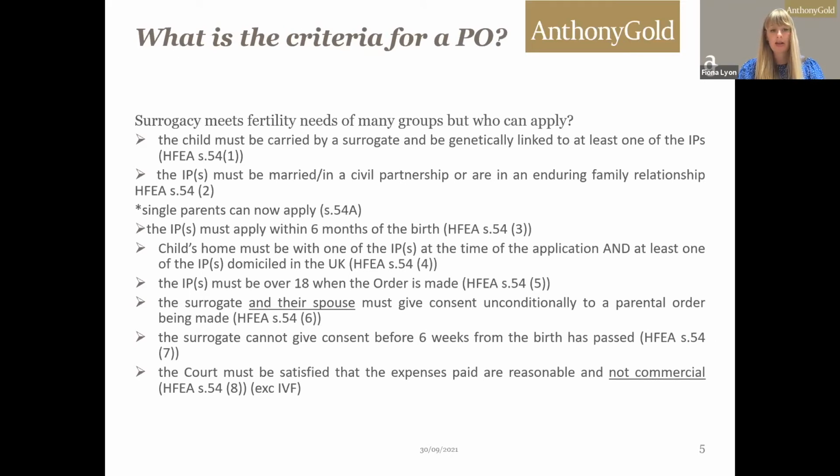So I've set out here the criteria for obtaining a parental order. The criteria is that there must be a genetic link to at least one of the IPs. And that's quite straightforward. The second criteria is that the IP should be married or in an enduring relationship. The law has actually changed on that, and now single parents can actually apply.